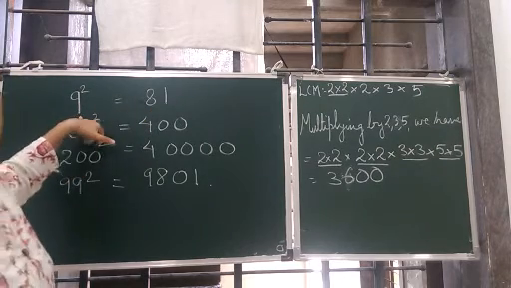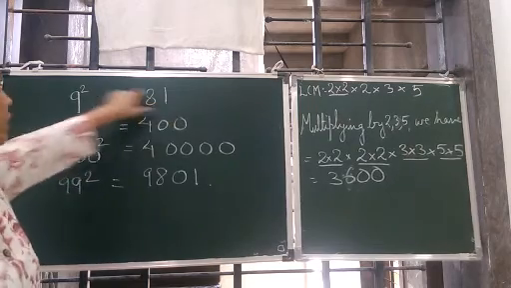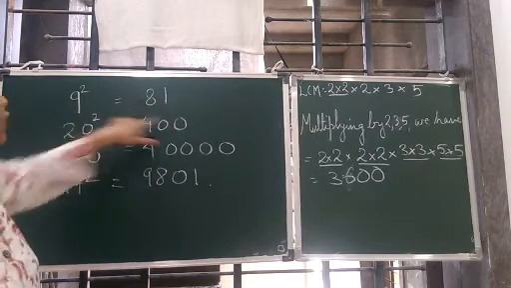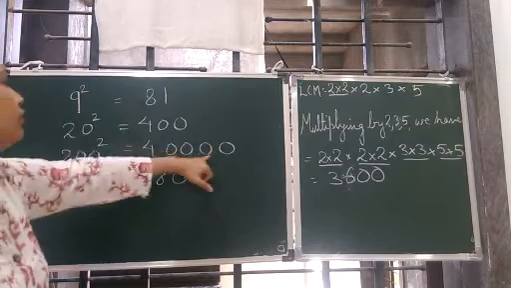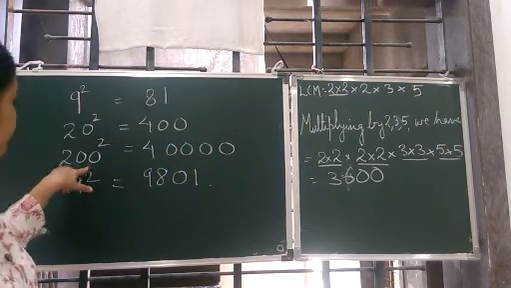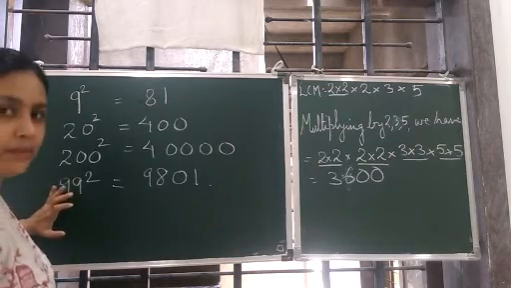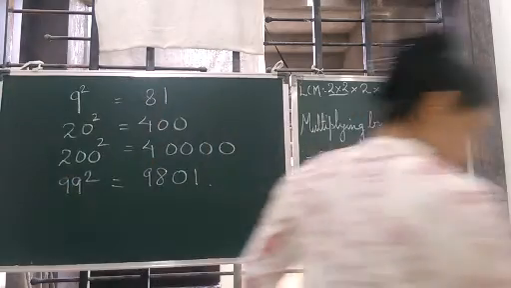Now, seeing the square numbers, can we say how many digits will be in their roots? Like here it is 2 digits, root is 1 digit. 3 digits, root is 2. 5 digits, root is 3. 4 digits, root is 2. Is there any method? There is a method which is given in your book.